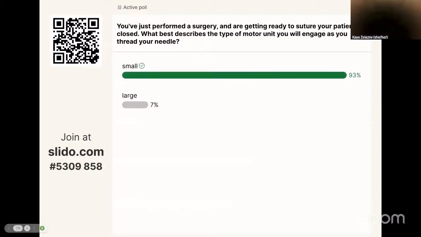Okay. Yeah. So we're starting out with a small motor unit as we're just trying to put thread through the eye of a needle. But once you're actually trying to push that needle through the skin to actually make your sutures, you're going to be using slightly larger motor units, right? Because you have a variable amount of force that you want to create in that muscle.